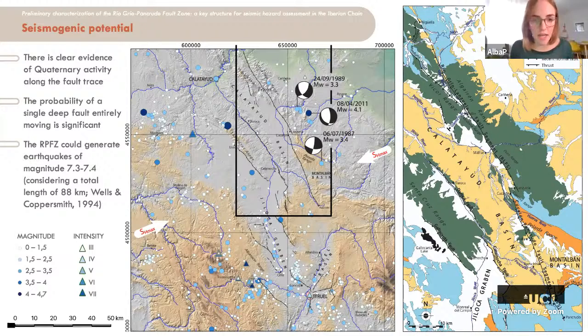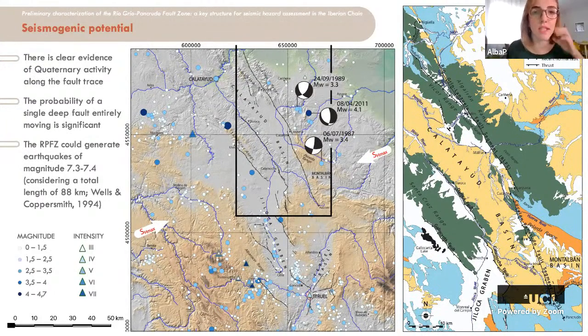Despite the current lack of absolute ages, there is clear evidence of Quaternary activity along the fault trace. The probability of a single rupture moving entirely is significant, since the relay between both faults may not be wide enough to act as a barrier to propagation of the rupture. The Rio Grio Pancrudo fault zone as a single structure could generate earthquakes of magnitude 7.3 or 7.4.